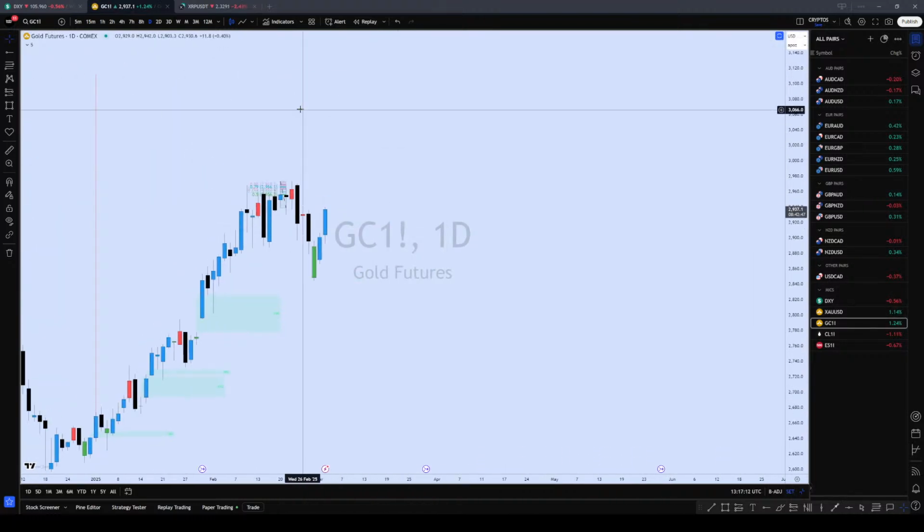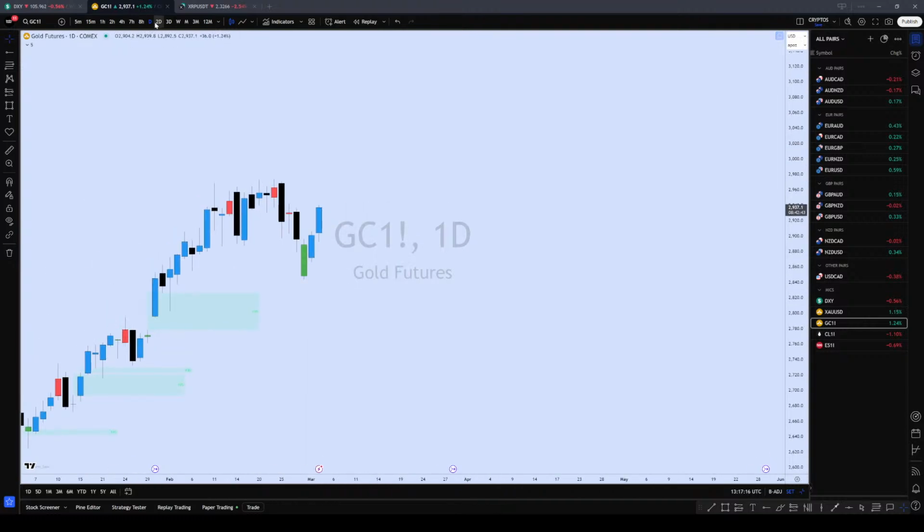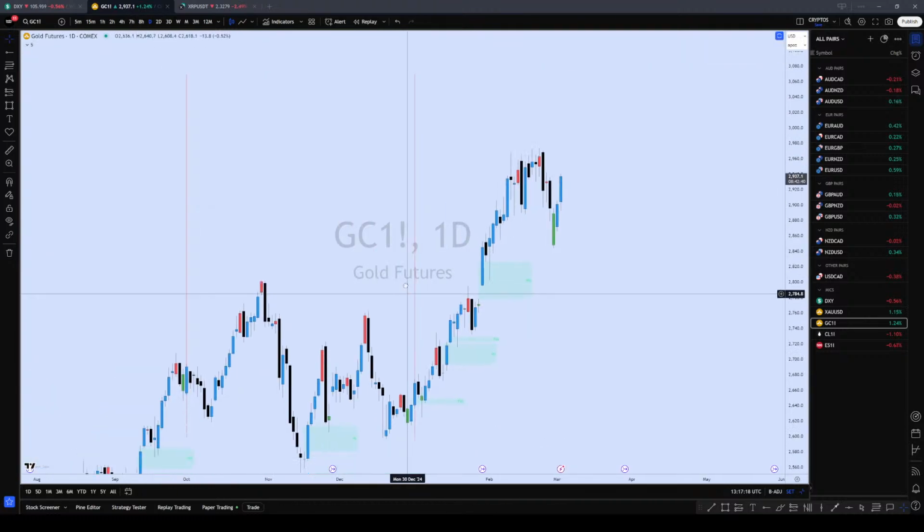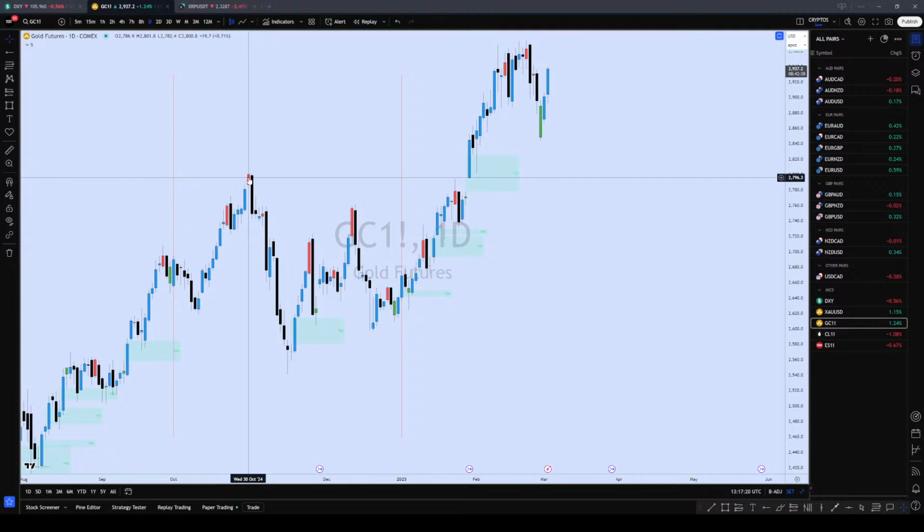Okay, so if we go on to this high, this low, I'm sorry, this high and this high, then price will come back up to the gap.